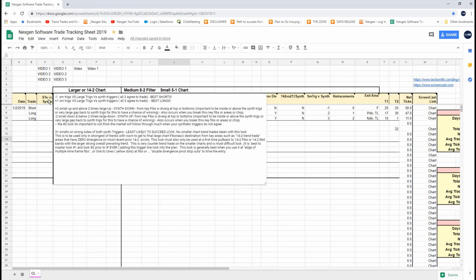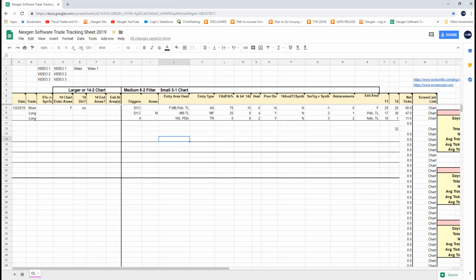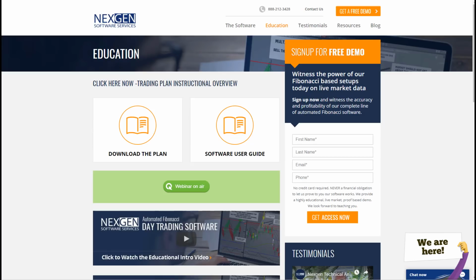Or number 3, the look that will be least likely to succeed doing trend trades on the small chart. We're really going to focus on doing trend trades with you first, getting you to the point where you can actually make some money, be very, very consistent making money day in and day out. And then once you've done that, you'll be able to take that knowledge and apply it to any market and any time frame that you see fit for day trading. So let's get into it.